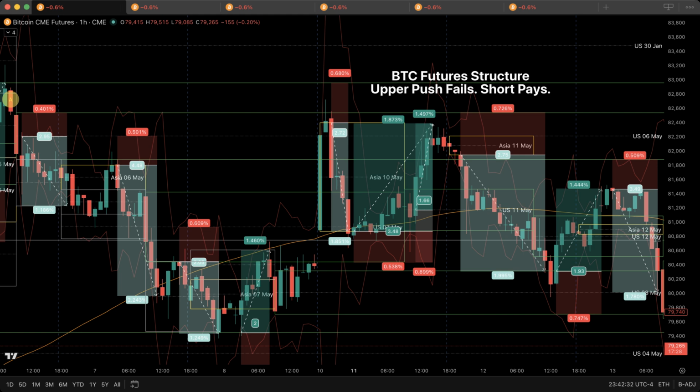The short does not need a huge collapse to work. It only needs the failed upper push to rotate back to the lower side. That is enough. Now the trailing target, May 8th U.S. session midpoint. This deeper target only becomes valid after the first distance appears. You do not trail because you want more. You trail because price has already paid and still keeps pressure.